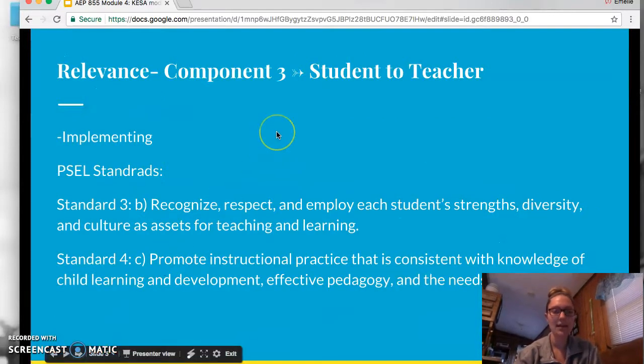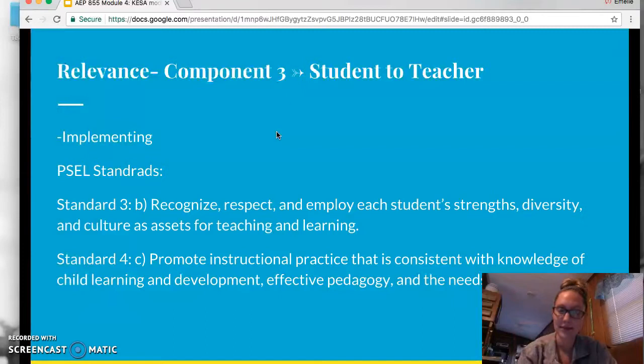The second one that we are under implementing for, I think we're more at the very beginning of implementing. There were some that my principal and I didn't completely agree on, but it was fascinating to talk about why. So for relevance, component 3, student to teacher, when it talks about provide evidence that students collaborate with teachers and are given opportunities to ask questions about their learning and about the learning climate.